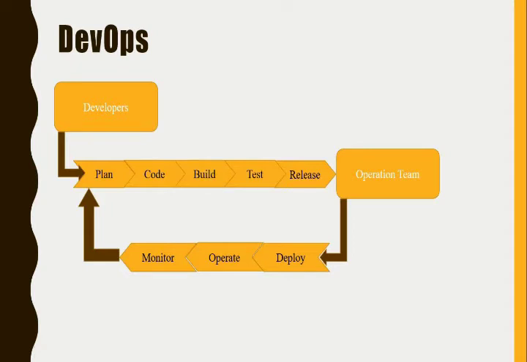And after deploying the application, it is operated. And then finally, it is monitored by the operation team. And if there is any problem, then it again goes to the planning phase. And this cycle continues throughout the DevOps process.